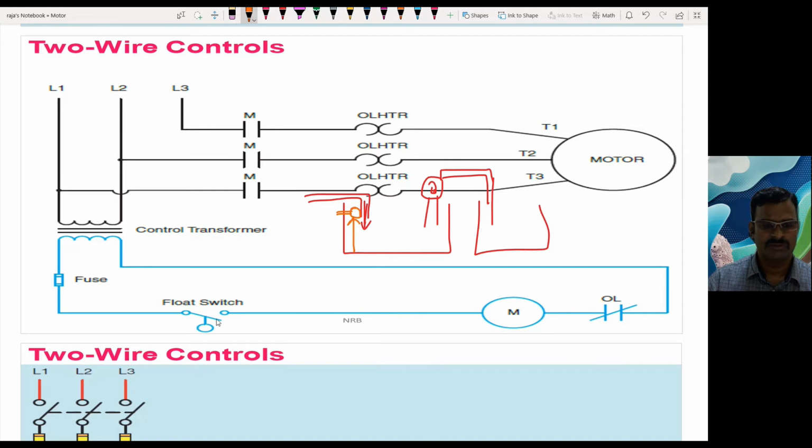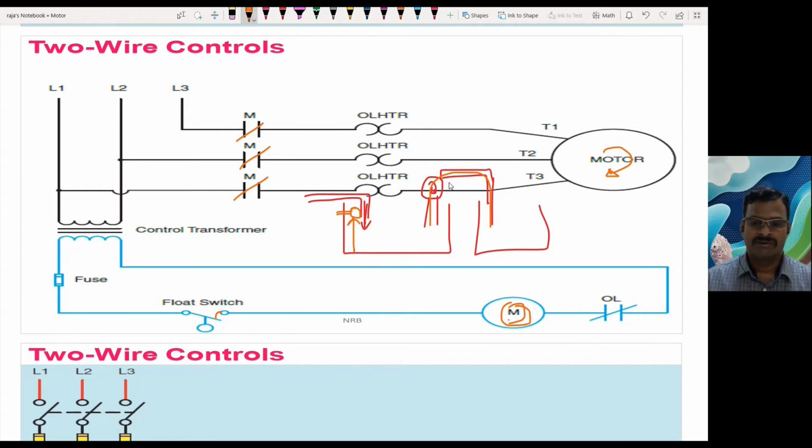When the water rises to this limit, the float switch will get closed like this. Because of this, the main contactor here will get energized. The contacts of the main contactor will be closed, and because of that, this motor is going to be energized. When the motor is energized, it is coupled with the pump, so the pump will be taking the water from here and taking it to the next system.